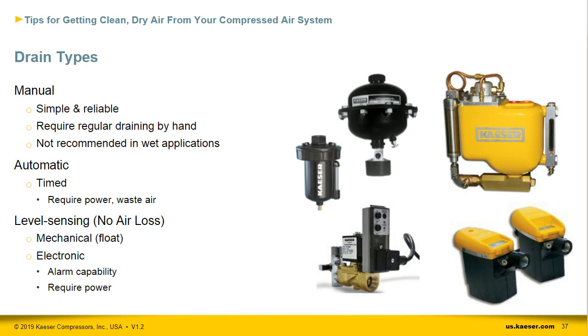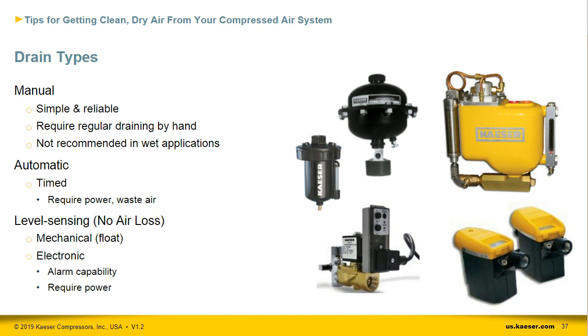Time drains operate using an electrically powered timer that tells the drain how often to open and how long to stay open for. The timers are usually adjustable and need to be set to remove the maximum water load they'll see, which means that at lower load periods, timer drains are wasting more air.